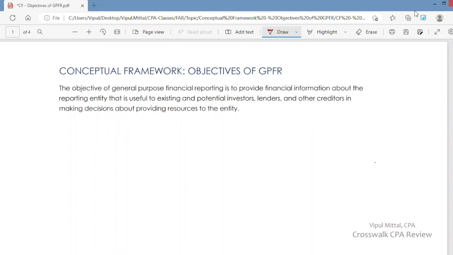I'm Vipul Mittal, and in this session, I will discuss objectives of general purpose financial reporting as specified in the conceptual framework. Now, you guys know what is a conceptual framework.